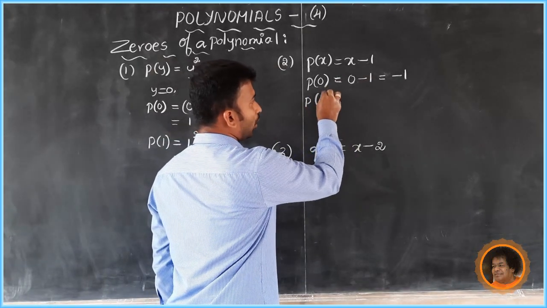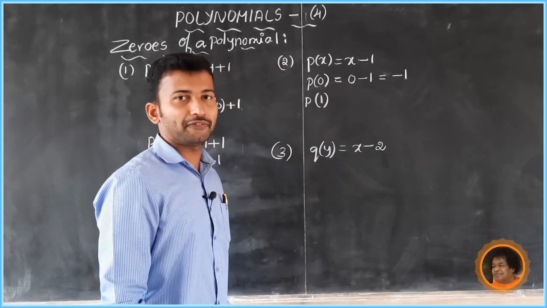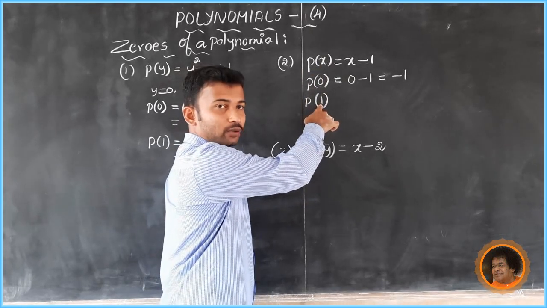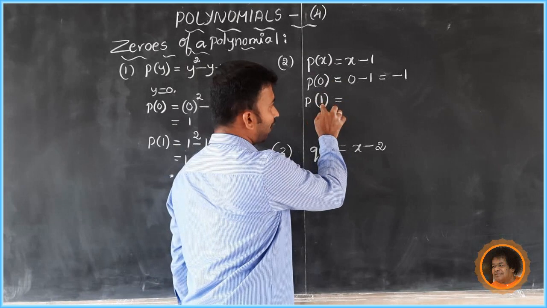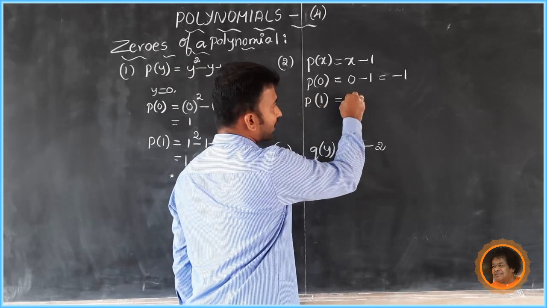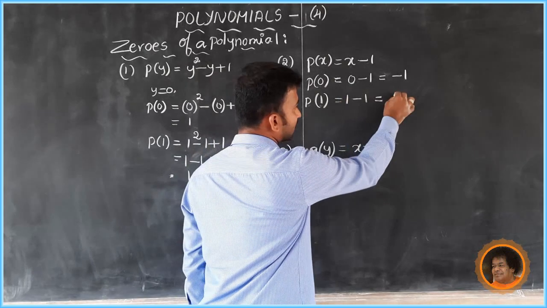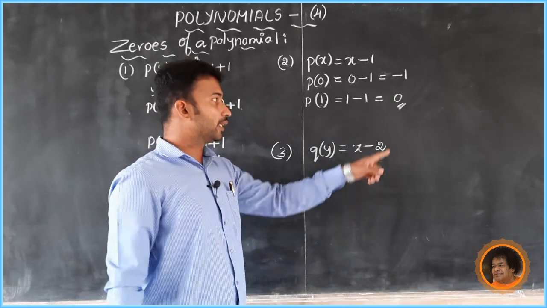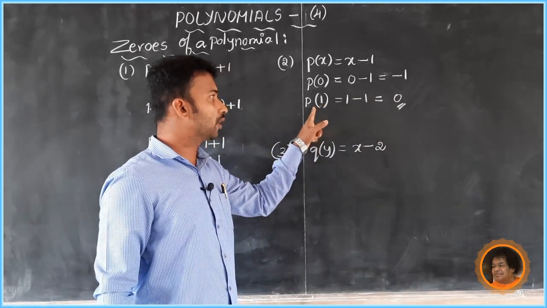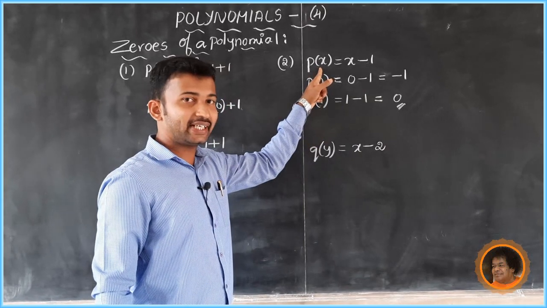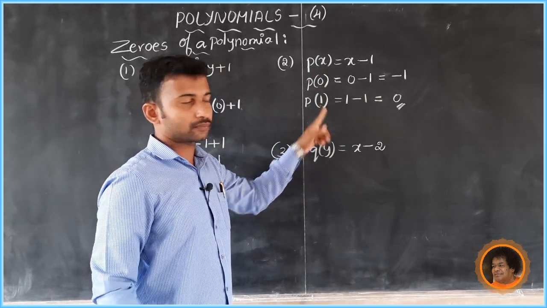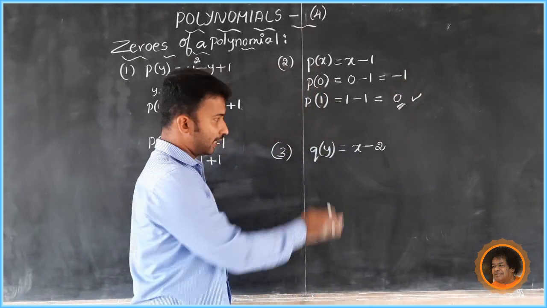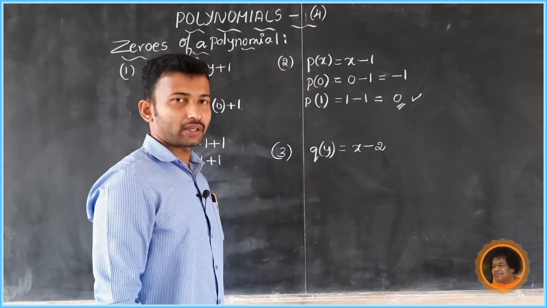Next, what is the value of p of 1? X is equal to 1 and we need to find the value of p of 1. P of 1 is equal to, substituting 1, 1 minus 1 is equal to 0. So, 0 is the value of p of x at x is equal to 1. Note the answer, p of 1 is equal to 0, and go for the next example.